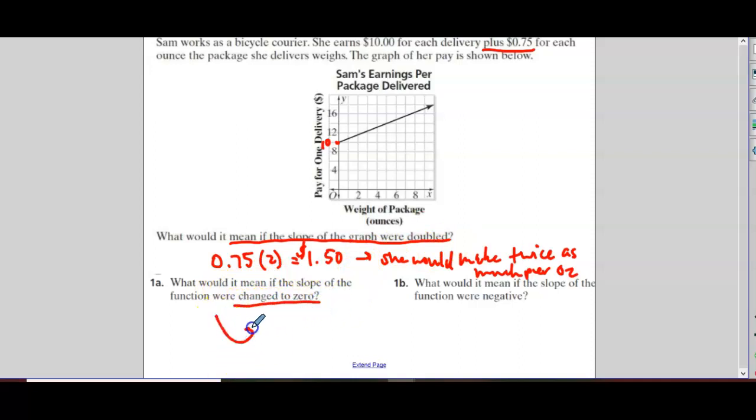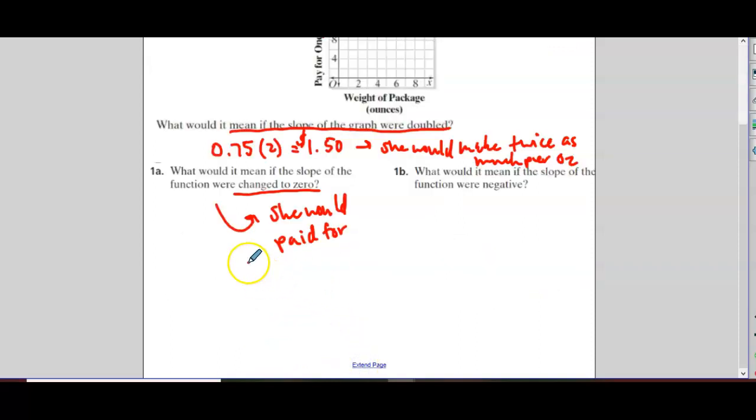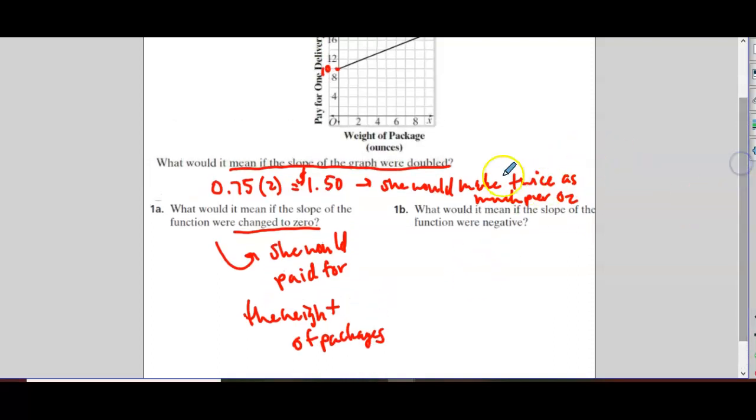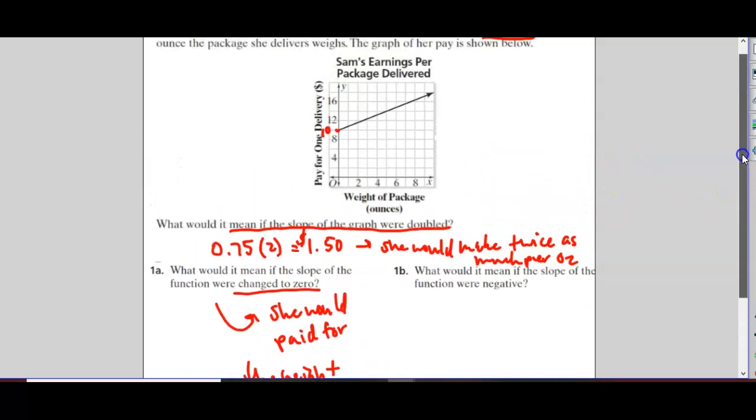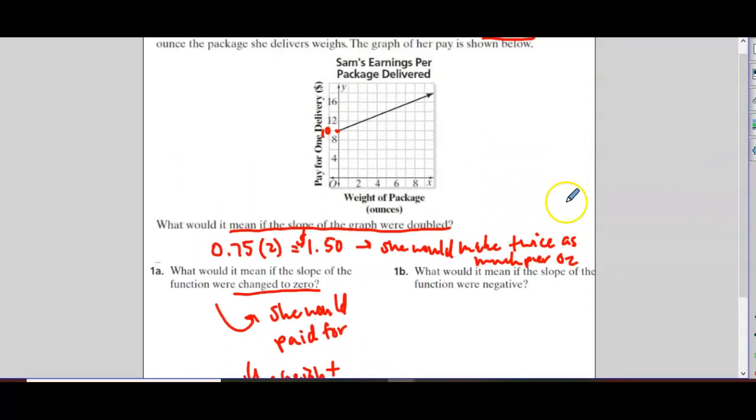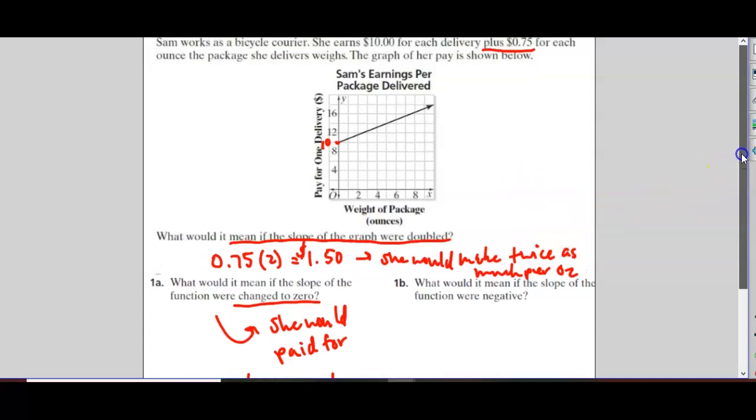It said, what would it mean if the slope of the function were changed to 0? If the slope were 0, she would not be paid for the weight of the package. Sorry about the bell. Okay, if the slope were 0, there's no rate of change happening here. If it was just a flat line, that means she would just get $10 for delivery. But again, that's probably not fair in this situation. We wouldn't want that to happen.